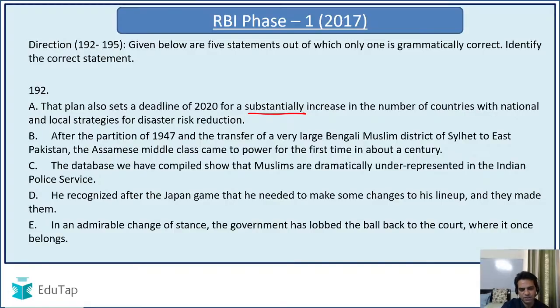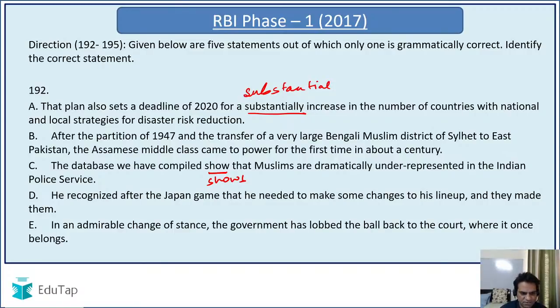I think I found the grammatical error here. The database we have compiled, not show, it should be shows. So here it should be substantial. Here it should be shows. So the database we have compiled shows that Muslims are dramatically underrepresented in the Indian police services.